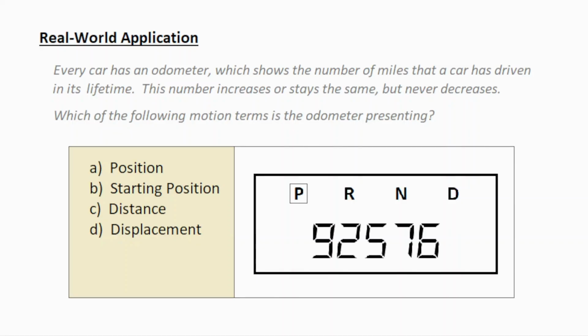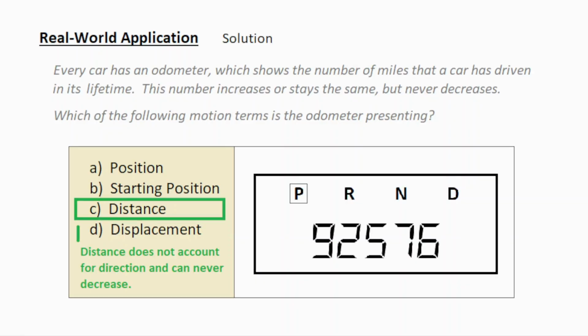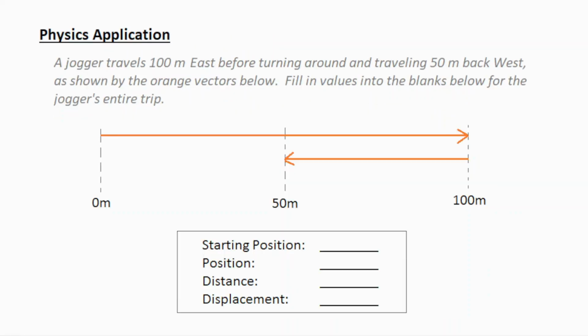Well, I don't think the odometer would tell me the position or the starting position. This number is about how far the car is driven and not about where the car is or where it began. This also wouldn't tell me displacement, since this number only increases or stays the same and never decreases. That would mean that if the car drove forward and then backward, the number would go up and then down, which isn't true. I think this would be defined as a distance. This does not account for direction, and it just calculates the total amount of miles that the car has driven in its lifetime.